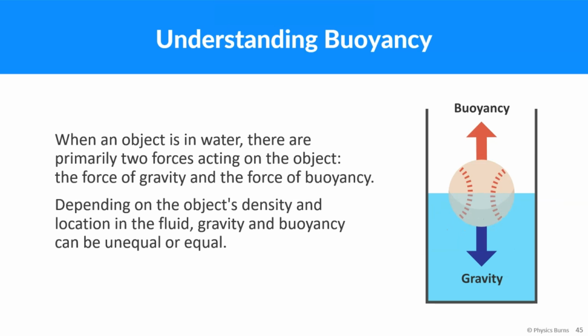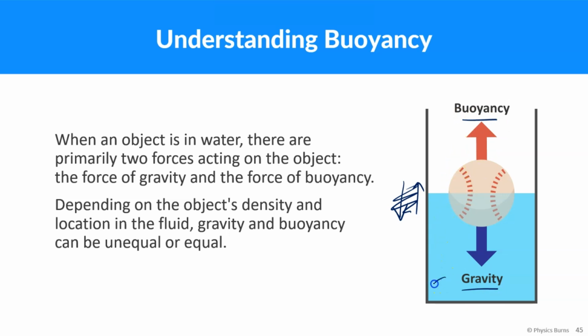Understanding buoyancy. So when an object is in water, there are primarily two forces acting on the object, the force of gravity and the force of buoyancy. Depending on the object's density and location in the fluid, gravity and buoyancy can be unequal or equal. Okay, so in this situation, it's not accelerating downwards or accelerating upwards. There's no acceleration. So the force of buoyancy and force of gravity are equal.